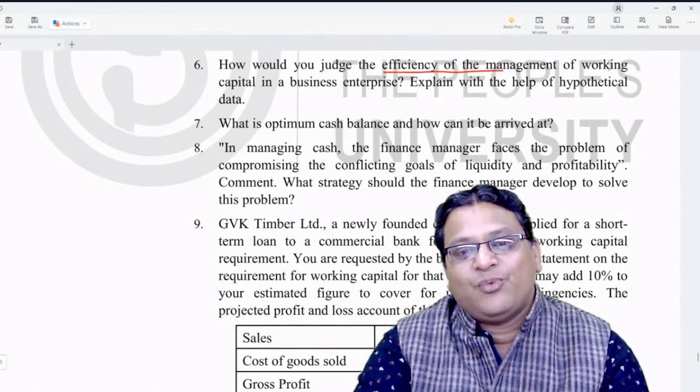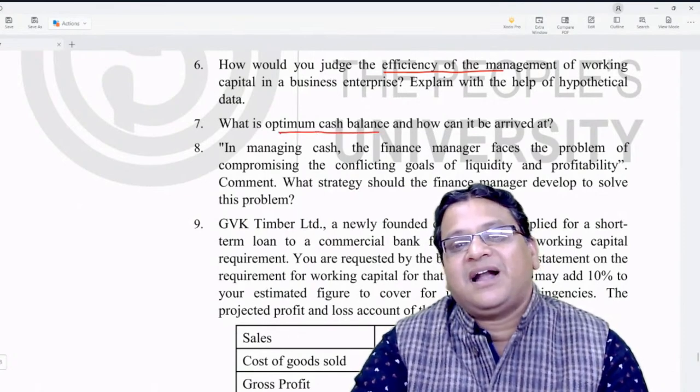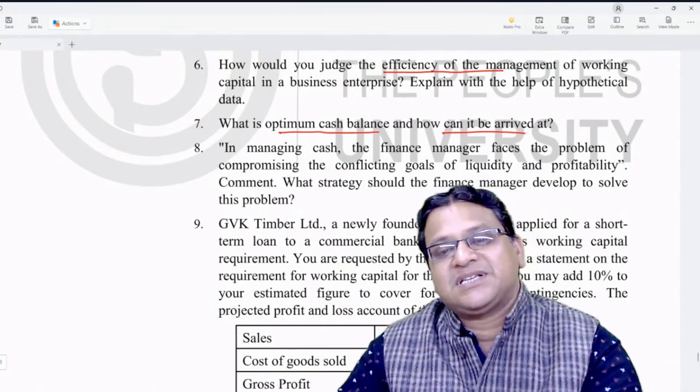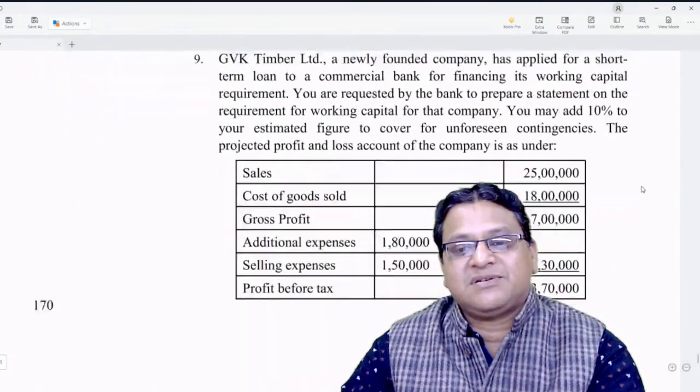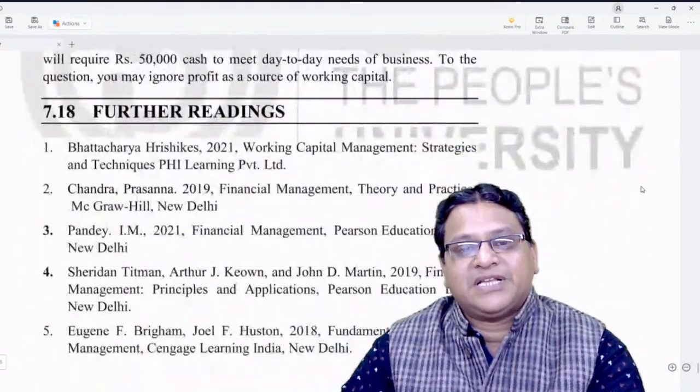At last, what is the optimum cash balance and how is it arrived at? With this, I conclude my session on working capital management.